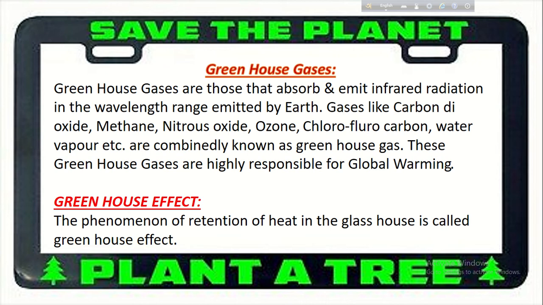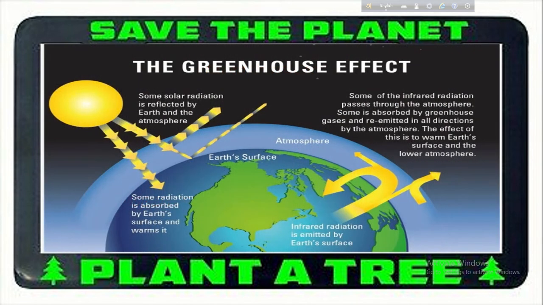And previously I told you that the glass house remains warm during the night and the plants inside remain alive by getting sunlight in the daytime. So, this phenomenon of retention of heat in the glass house is called the greenhouse effect. So, dear learners, follow the image of the greenhouse effect. This is the sun. Some solar radiation is reflected by the earth and the atmosphere.